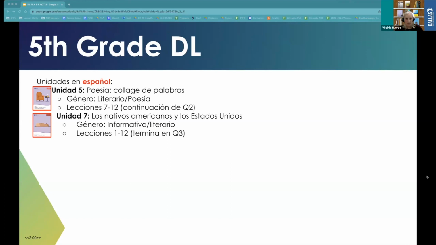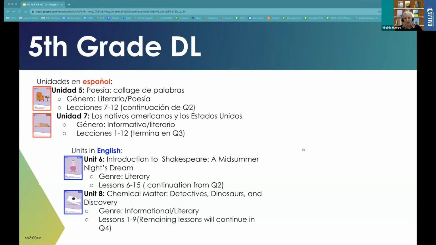And for English units, again, remember, when we are dealing with poetry in 4th and 5th, look for your texts in the antología. Units in English. Introduction to Shakespeare, A Midsummer Night's Dream. You will continue with those lessons, the literary genre, with lessons 6 through 15.